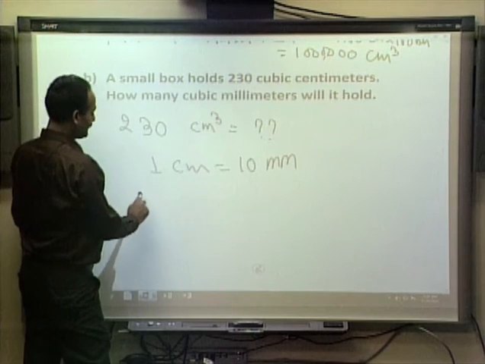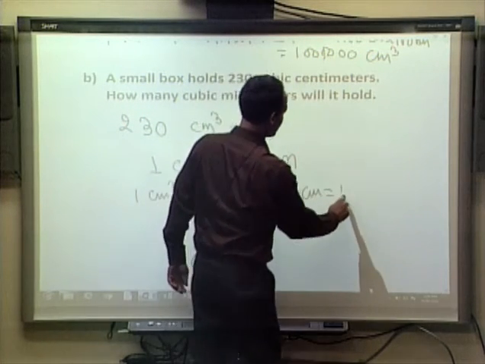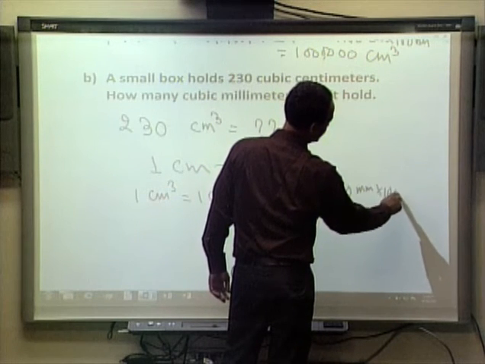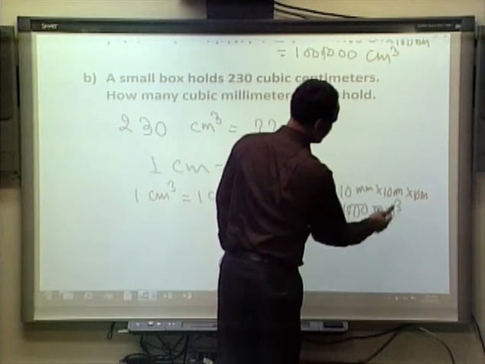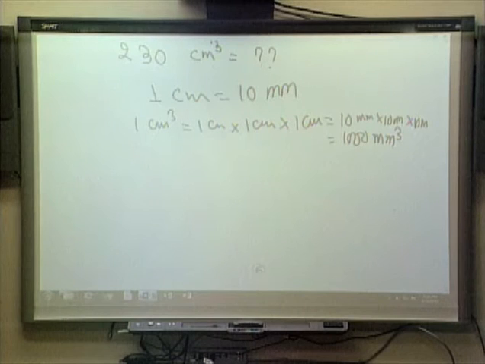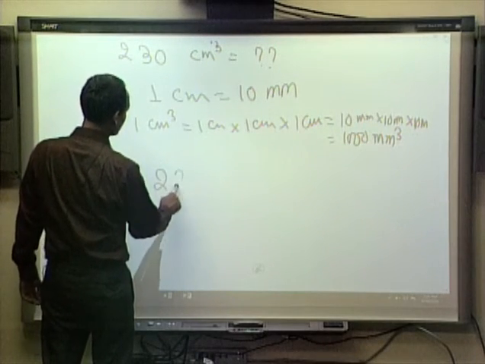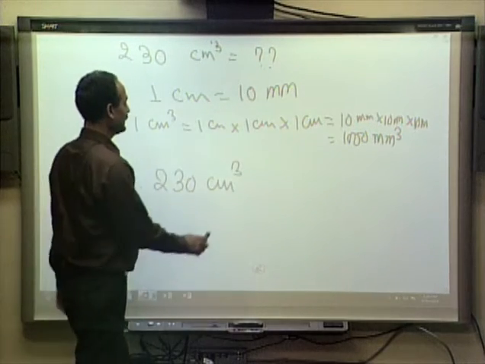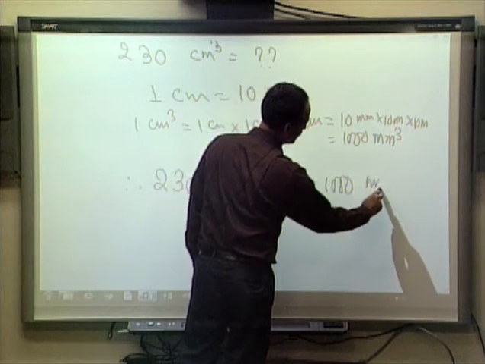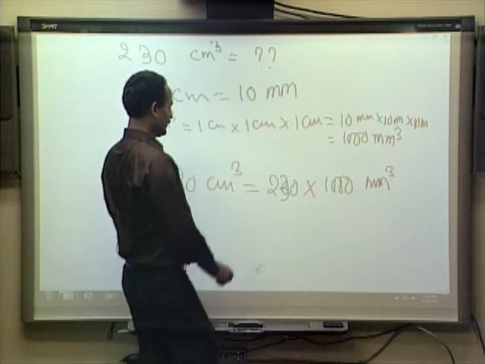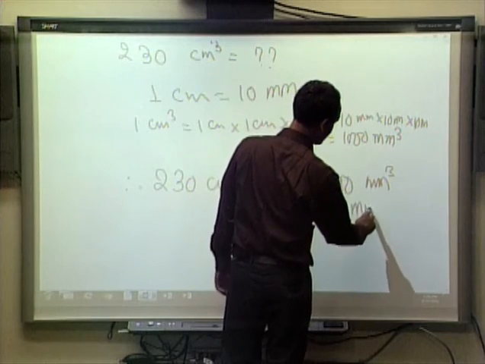So, as before, 1 centimeter cubed will be equal to 1 centimeter times 1 centimeter times 1 centimeter, that means 10 millimeters times 10 millimeters times 10 millimeters, 10 times 10 is 100, so it is 1000 millimeter cubed. 1 centimeter cubed is the same thing as 1000 millimeter cubed. Therefore, 230 cubic centimeters is the same thing as 230 times 1000 cubic millimeters, which is 230,000 cubic millimeters.